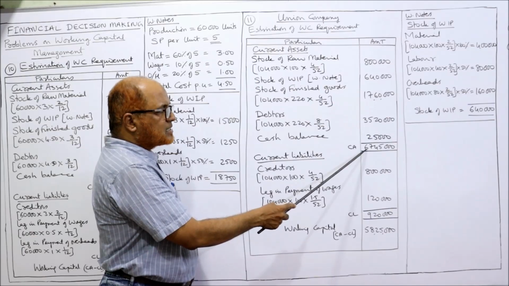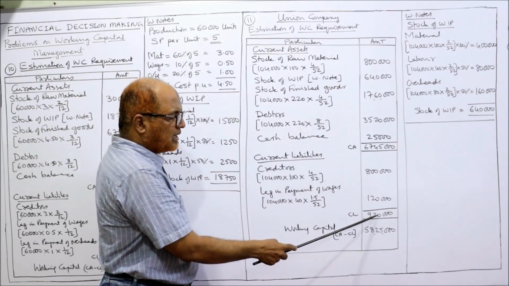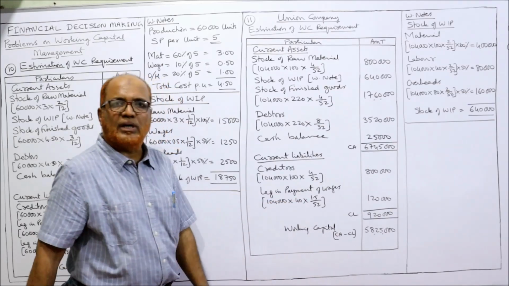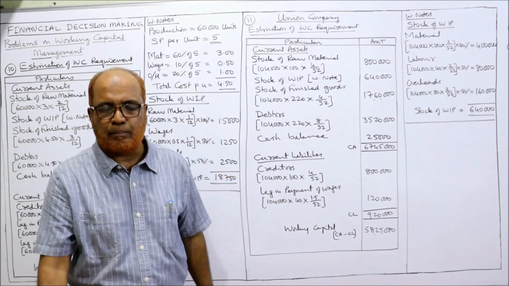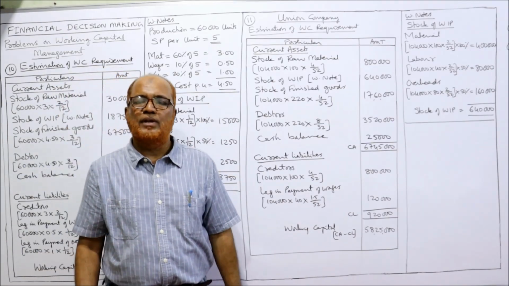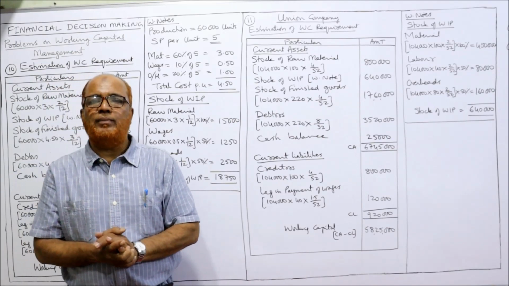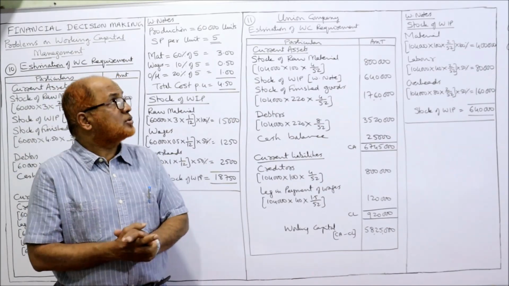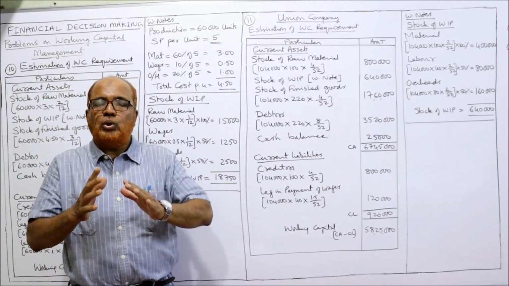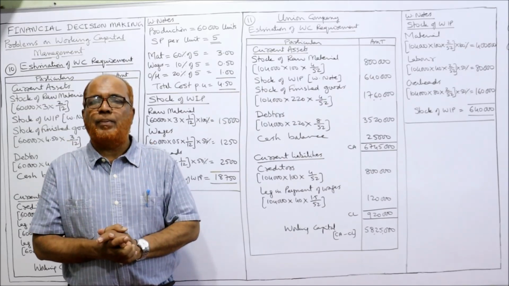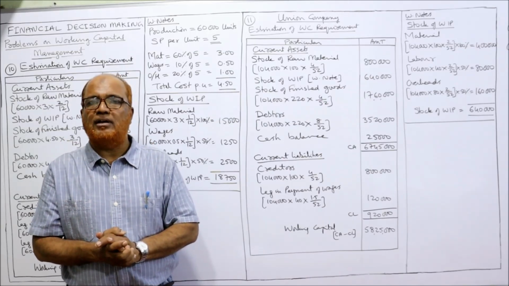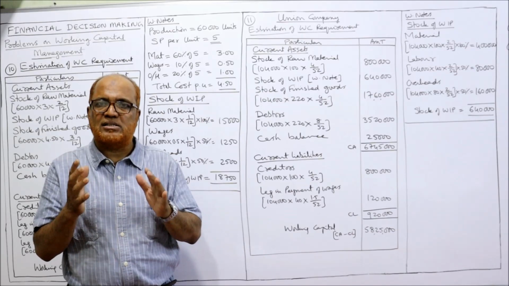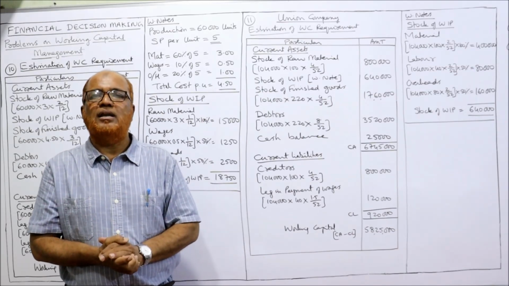Now current asset 67,45,000 minus 9,20,000. 58,25,000 is the net working capital required. That's all. So this is the end of problem number 11. So totally 11 problems we have completed on estimation of working capital requirement. Inshallah, we'll start the next problem in the next video.